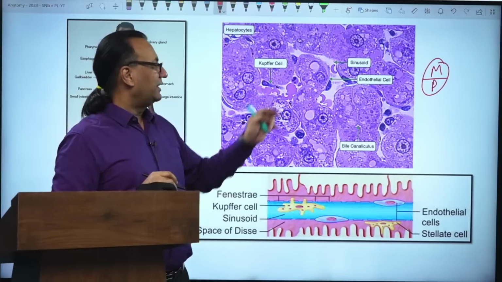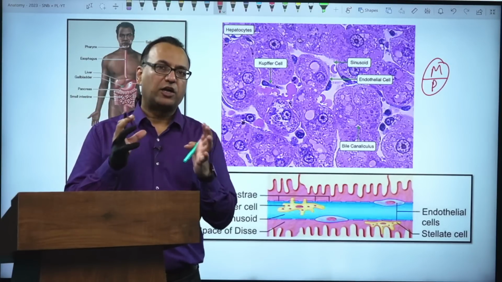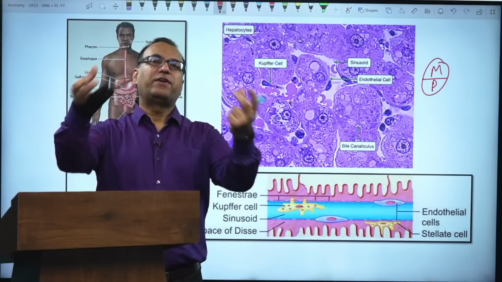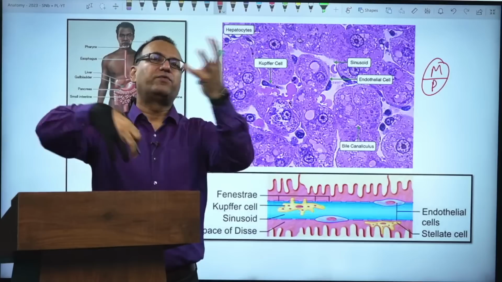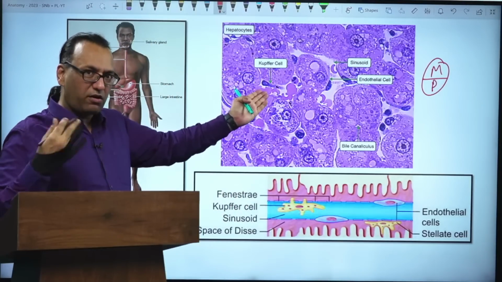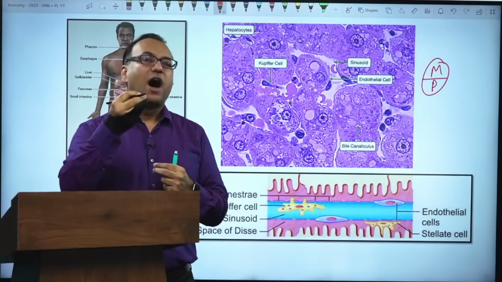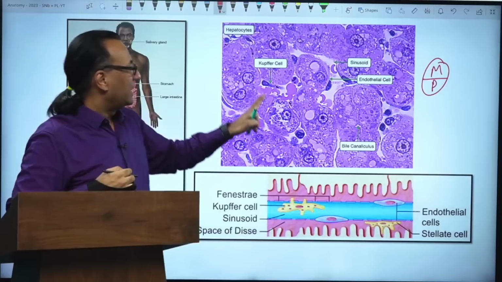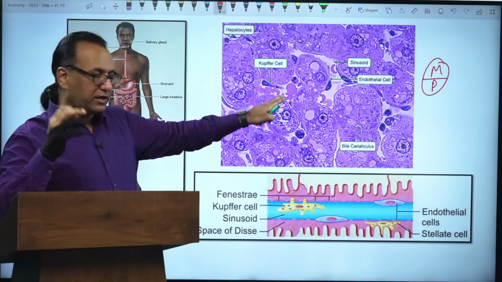Now Kupffer cell, how do you identify? Kupffer cell first of all will have very large nucleus, and it will have lot of engulfing, because it is a macrophage, phagocytosis. It will keep on eating some of the antigens basically, or it could be eating even the breakdown products of RBCs. So big cell, lot of inclusions which can be stained, and it will be found in the liver sinusoid.